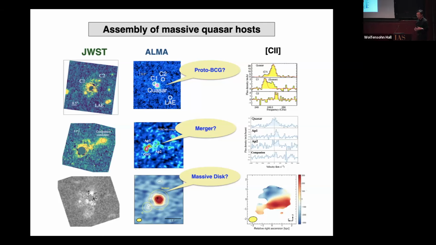I believe this is a continuum. This is a C+ velocity field. Yeah, I think all these three are continuum, and all these three are C+ on the same system.